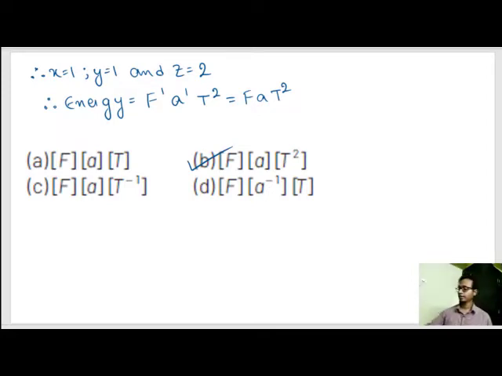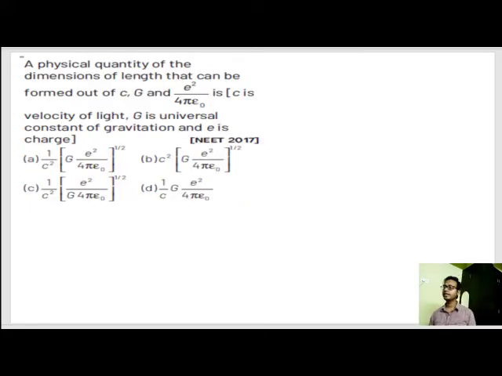So after this, let's start with a new question. The new question is: the physical quantity of dimensions of length that can be formed out of c, G and e square by 4 pi epsilon naught is, where c is the velocity of light, G is the universal constant of gravitation, and e is the charge.